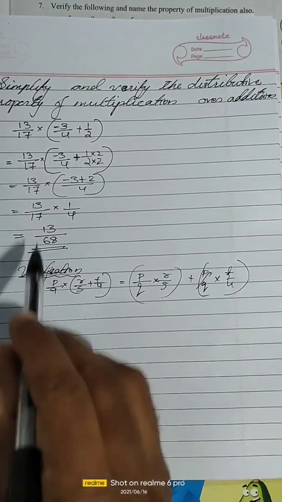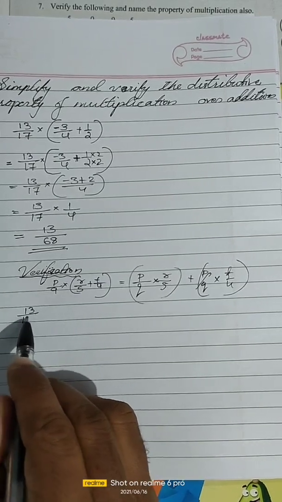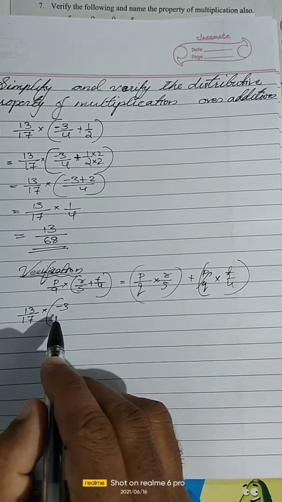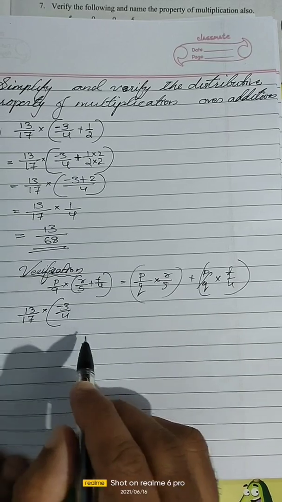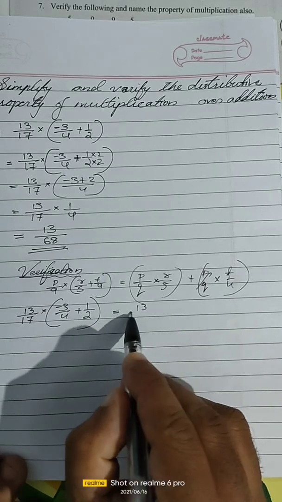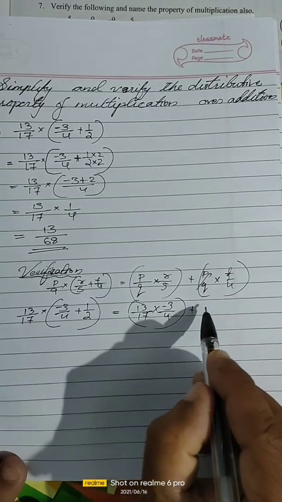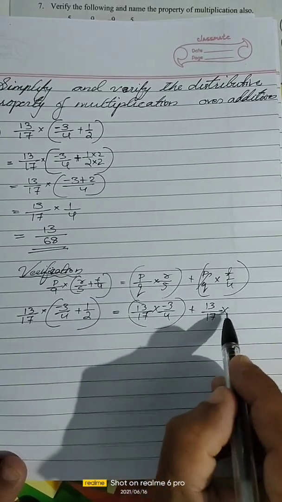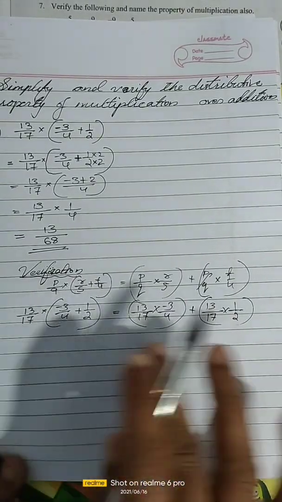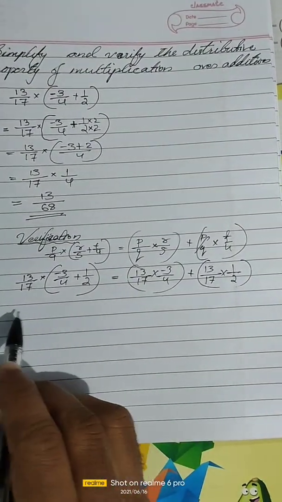So first for P we take 13 upon 17, the first number, into R upon S, meaning negative 3 upon 4, plus 1 upon 2. That will be equal to 13 upon 17 into negative 3 upon 4 plus 13 upon 17 into 1 upon 2. For verification, we want to solve both sides and prove that both sides are equal. So first we solve this side.